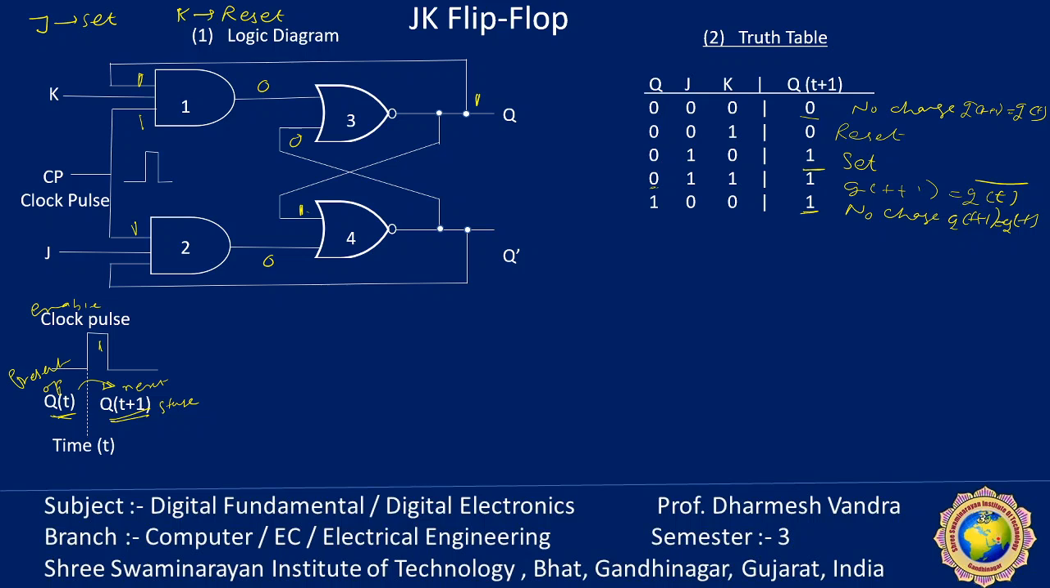The Q is 1 and J is changed. J is 0 and K will become 1. Okay, 1 0. So Q dash will become 0 here. Q is 1, K is changed to 1 and J is 0. So 1 0 1.